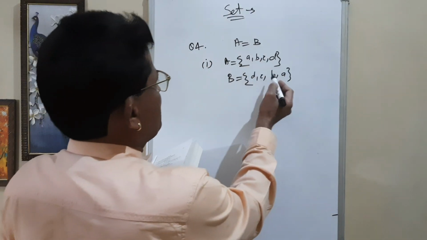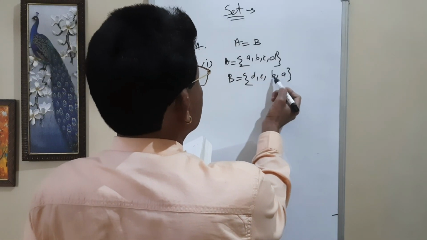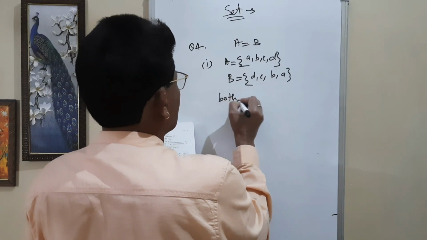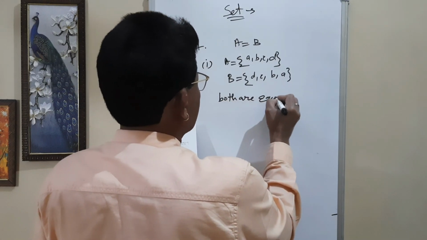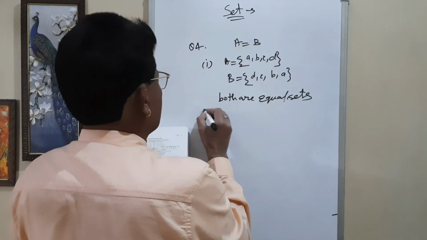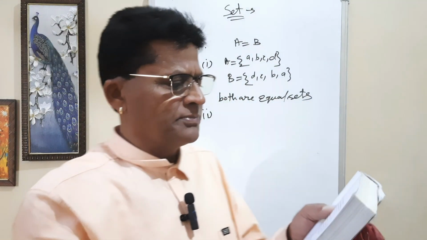A is here, A is also here. B is here, B is here. C is here, D is here. Both are equal. Both are equal sets. These are equal sets in the first part. Okay. Similarly, you see the second part.